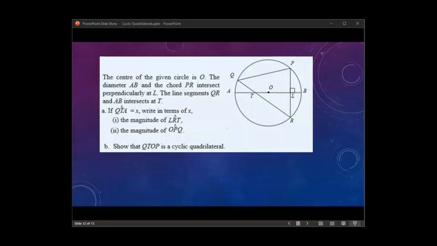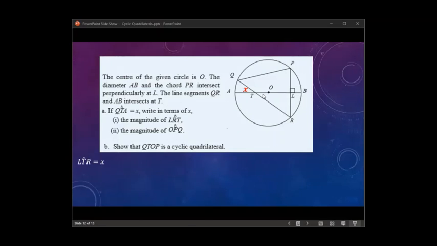Here the question says QTA angle is equal to X. That's fine, right? QTA is equal to X. I have marked it here. So you can directly say this LTR is equal to X, right?